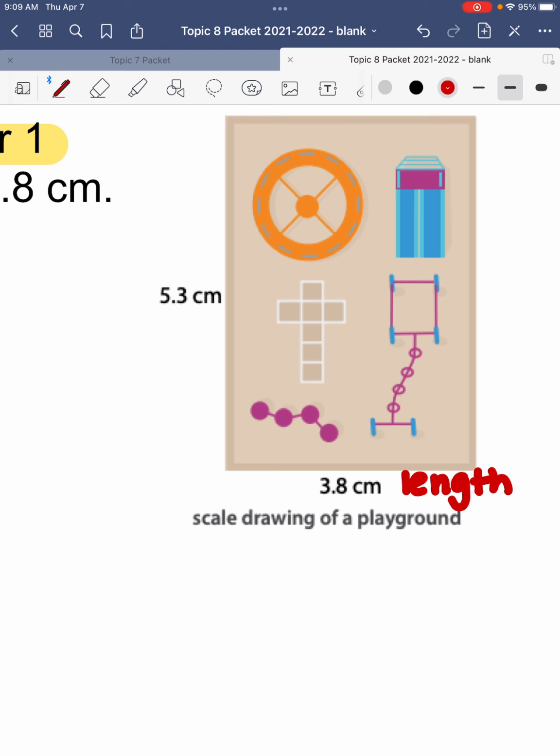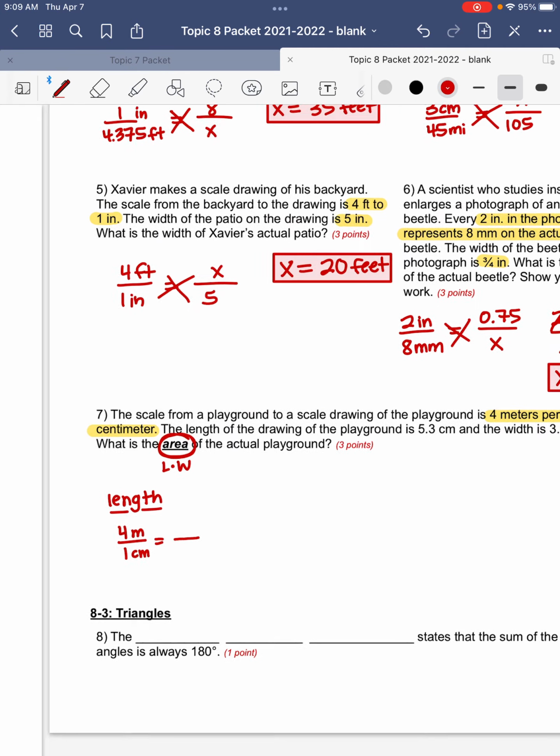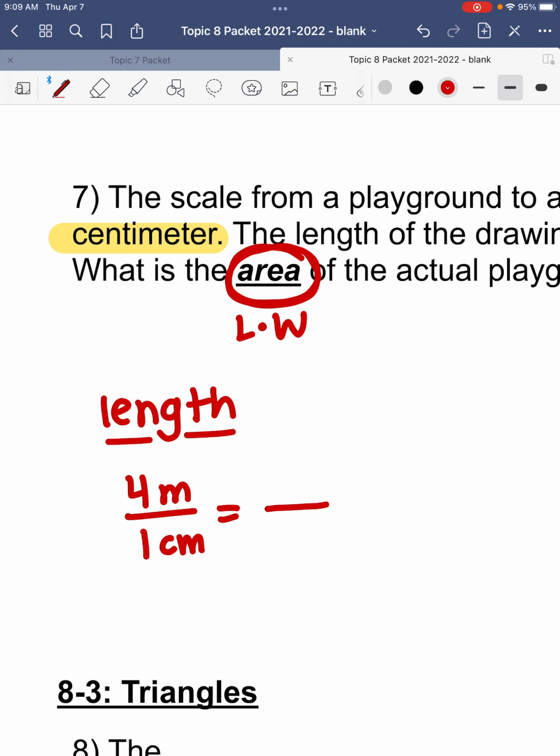Now, looking at our playground, I'm going to consider this right here my length. So my length is 3.8 centimeters. Centimeters goes on the bottom. So 3.8 down here, and that means we put x on the top. Now I'm ready to cross multiply. We have 1 times x, which is 1x or just x, and 4 times 3.8. If you put that into your calculator, you get 15.2. So 15.2 meters is the length of the playground.